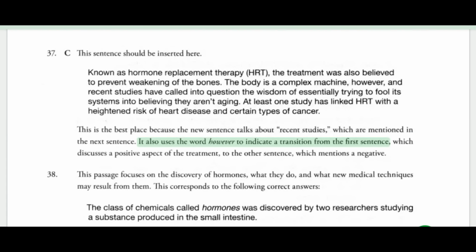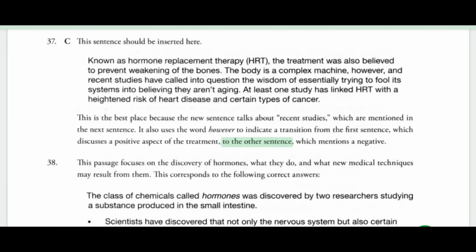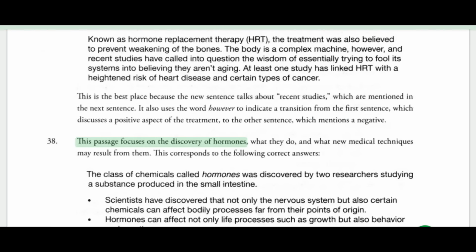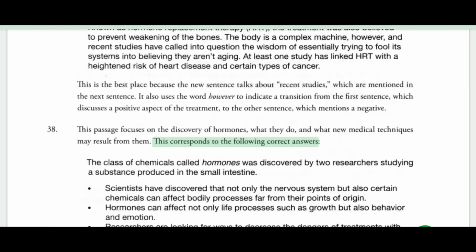It also uses the word "however" to indicate a transition from the first sentence, which discusses a positive aspect of the treatment, to the other sentence, which mentions a negative. 38. This passage focuses on the discovery of hormones, what they do, and what new medical techniques may result from them. This corresponds to the following correct answers.